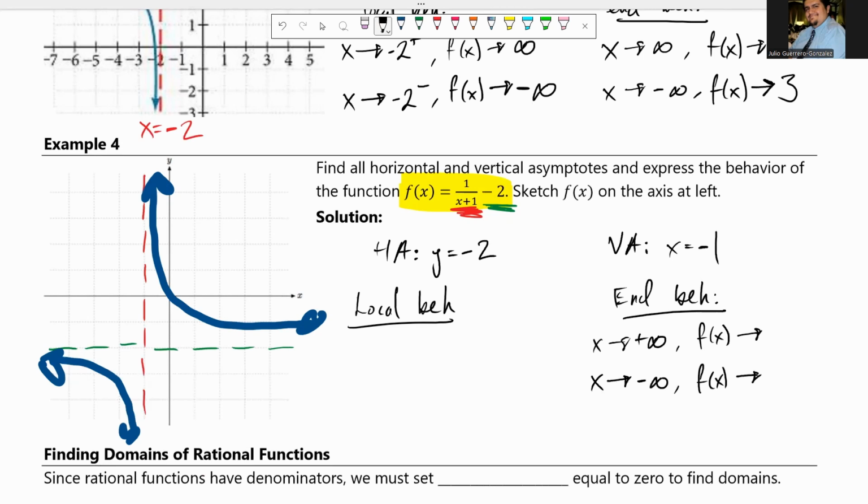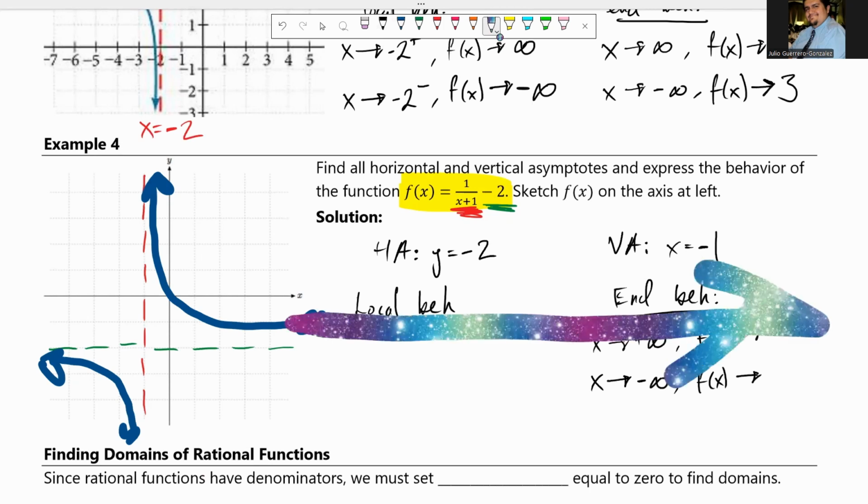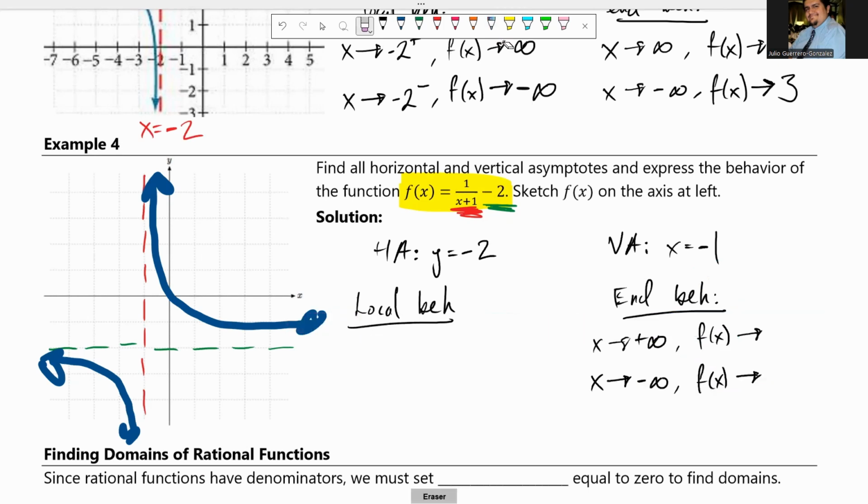If we go x going positive, that's the one that's going all the way this way. We want to know what's happening as we keep on going that way. Hopefully you guys see that is going to be -2. And the same thing for the other one, -2. So for our graph, both ends are going toward -2 as x goes to positive and negative infinity.